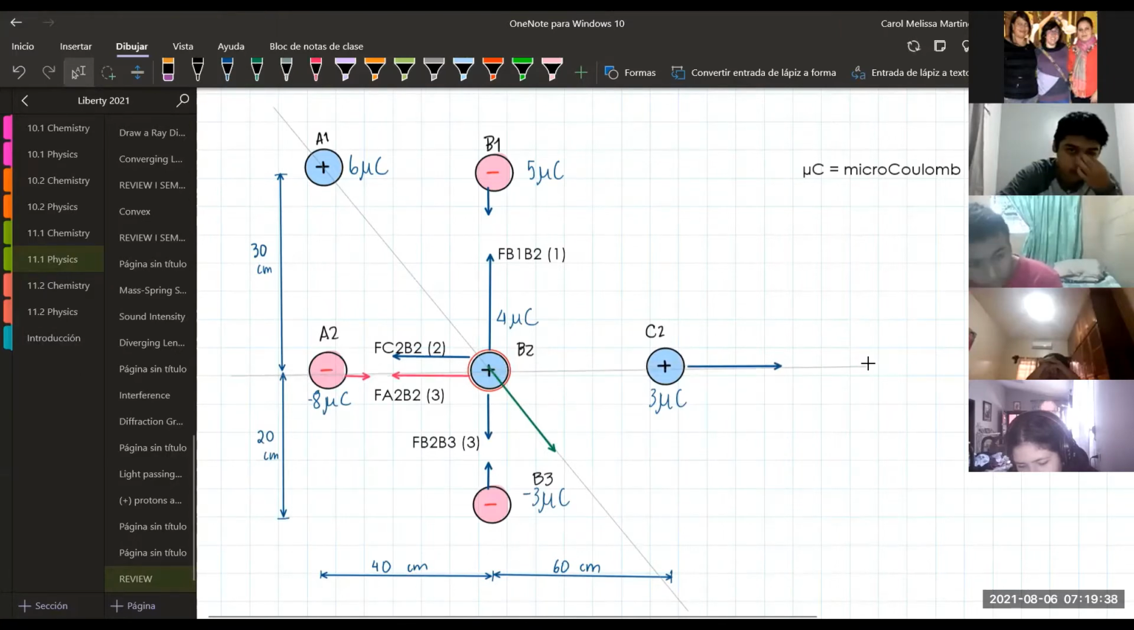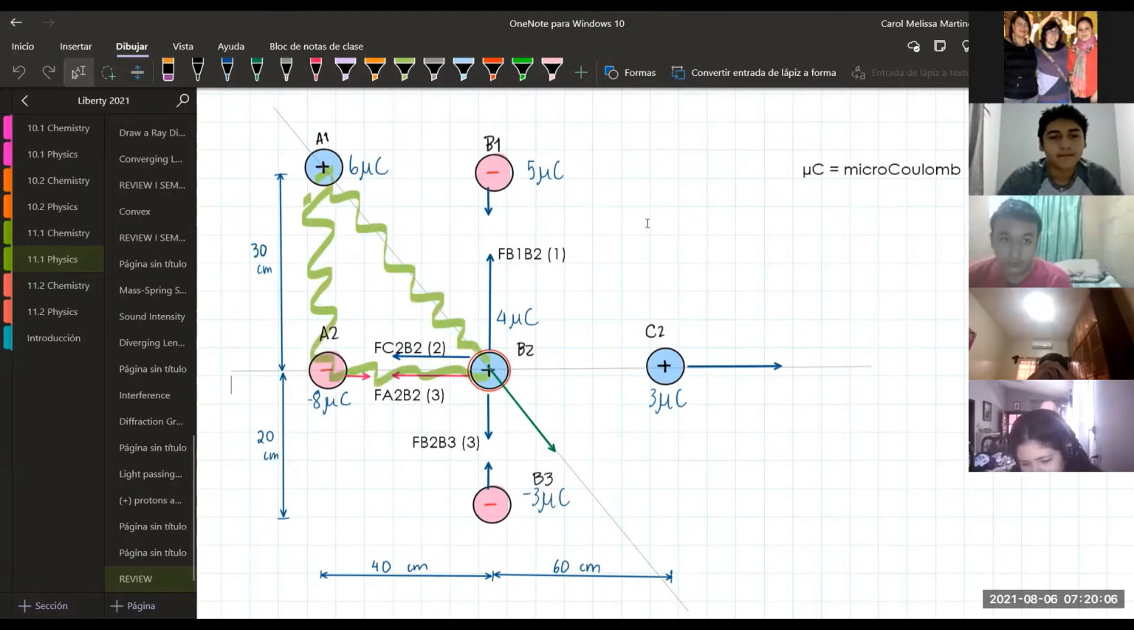Okay, with this you should be able to visualize the angle better. Here you notice that you have a triangle being formed. Take a look. That's the triangle that you're going to use to get the hypotenuse and the angle.